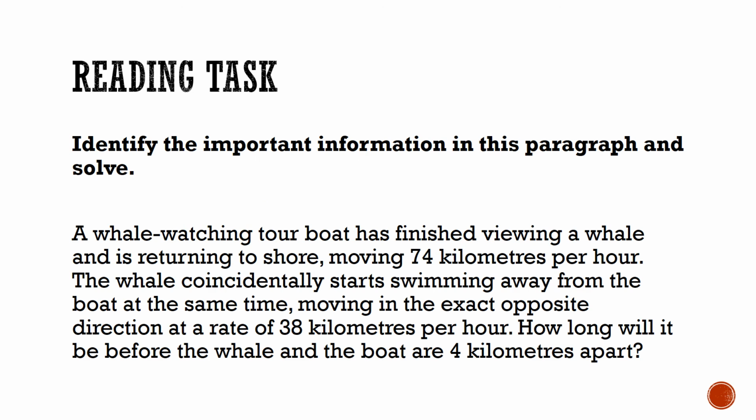So I want you to identify the important information in this paragraph. This is a mathematical question. A whale watching tour boat has finished viewing a whale and is returning to shore, moving at 74 kilometers per hour. The whale coincidentally starts swimming away from the boat at the same time, moving in the exact opposite direction at a rate of 38 kilometers per hour. How long will it be before the whale and the boat are 4 kilometers apart? Okay, have a go at that.